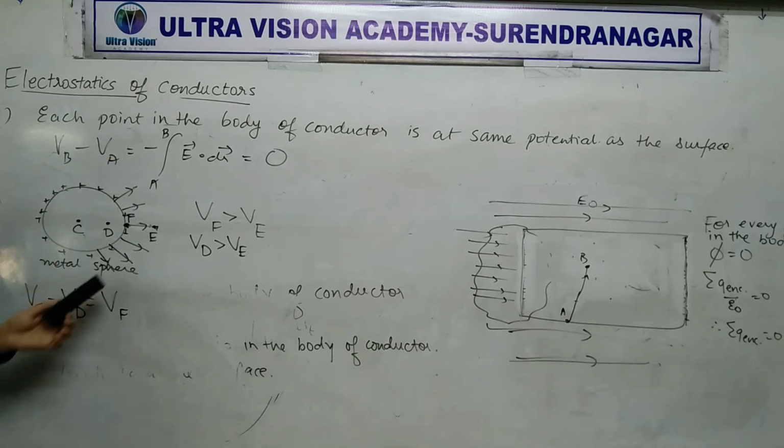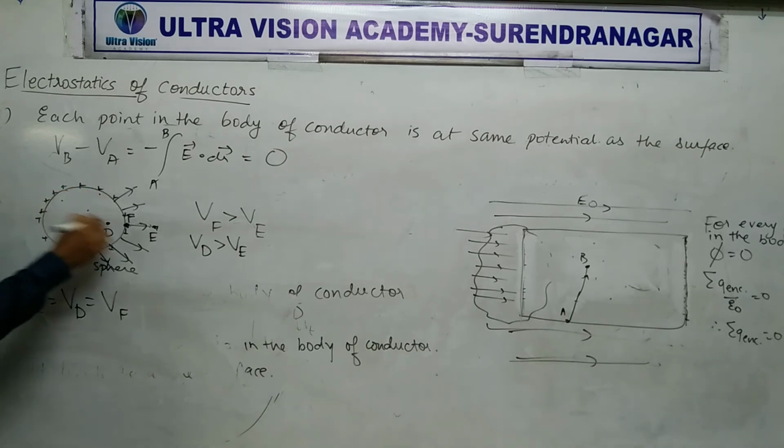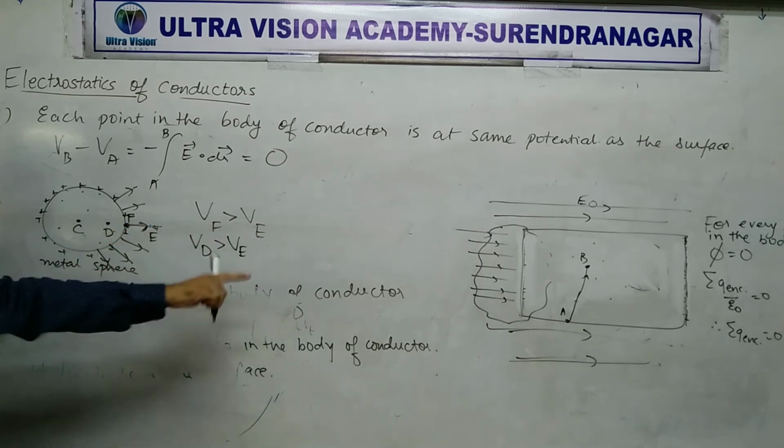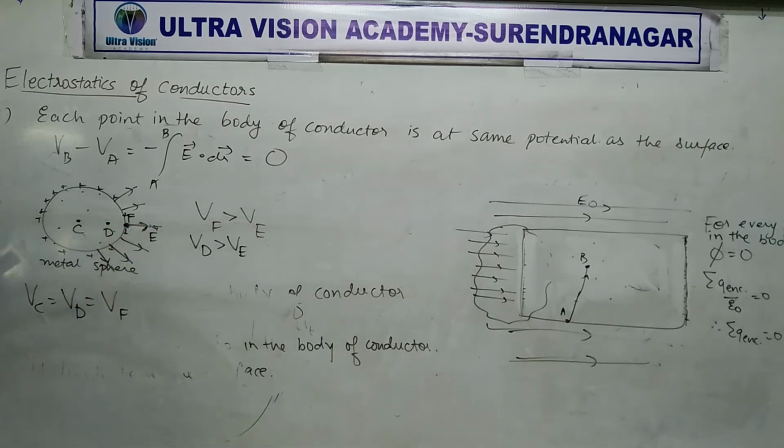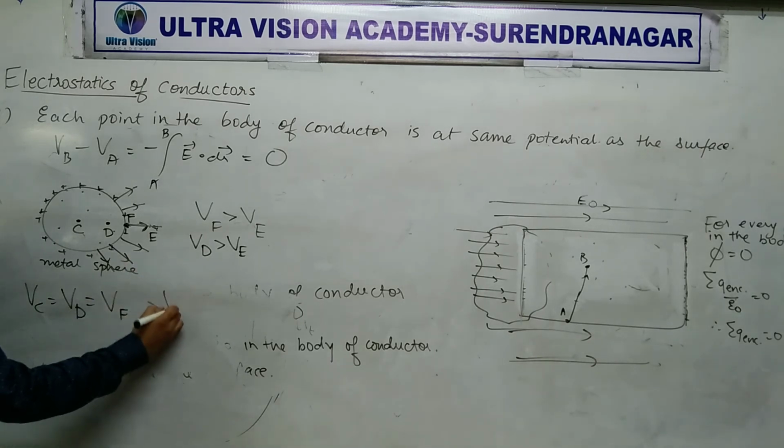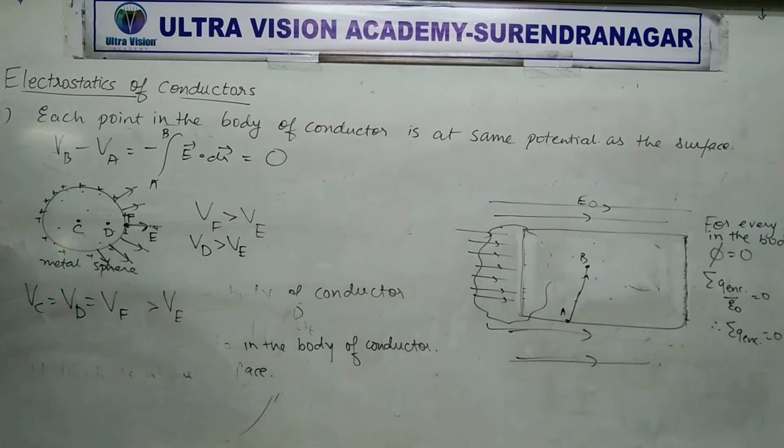Metal sphere means conductor, all points are at the same potential. No problem. Is that okay? Fine. Now field lines are going from F to E. That means what? That means E is at lower potential than F. Clear? So which point has least potential? E. So was that clear?